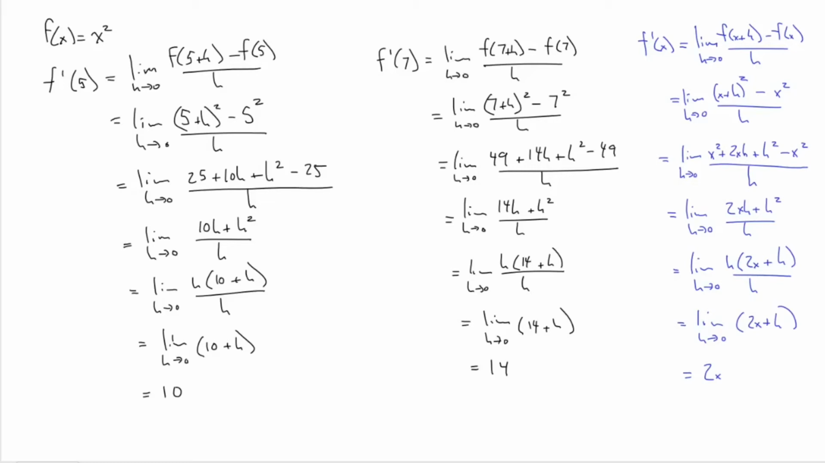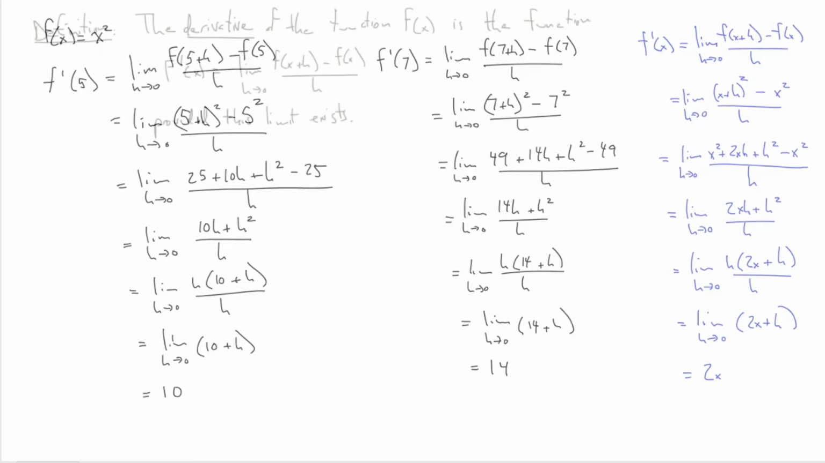And you can see that we found before, when x was 5, we got the derivative was 10, 2 times 5. And when x was 7, we got that the derivative was 14, 2 times 7. And so now we don't have to do it for every possible number. If we needed to know the derivative of this function x squared at the point where x was equal to 91, we'd get 2 times 91, or 182.